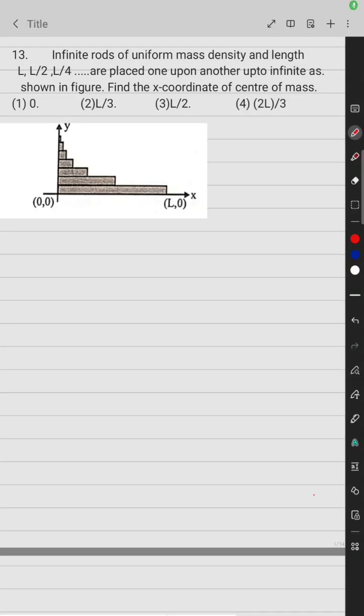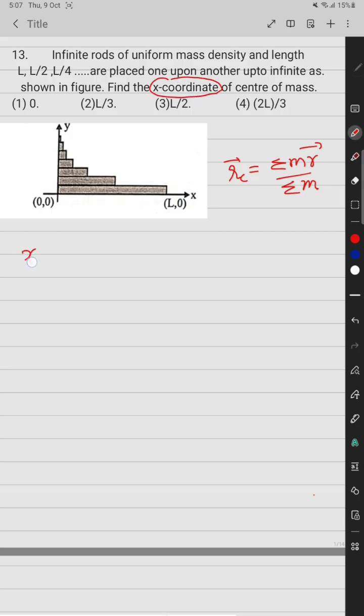Infinite rods of uniform mass density, meaning mass per unit length is a constant, and lengths are given as L, L by 2, L by 4, up to infinity. Suppose the center of mass of the system is RC. Then RC is the sum of the moments of the masses upon the total mass. Here we want to find the x coordinate.